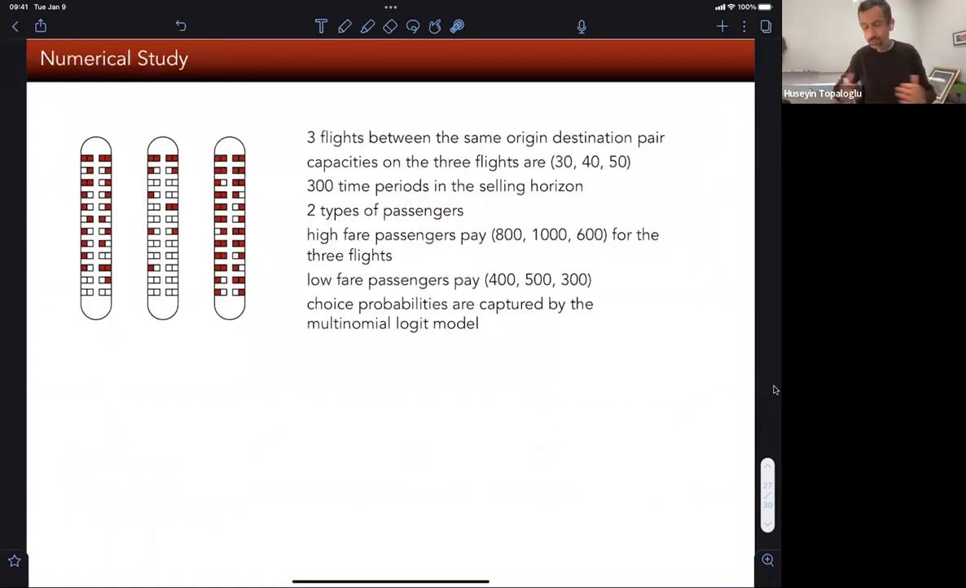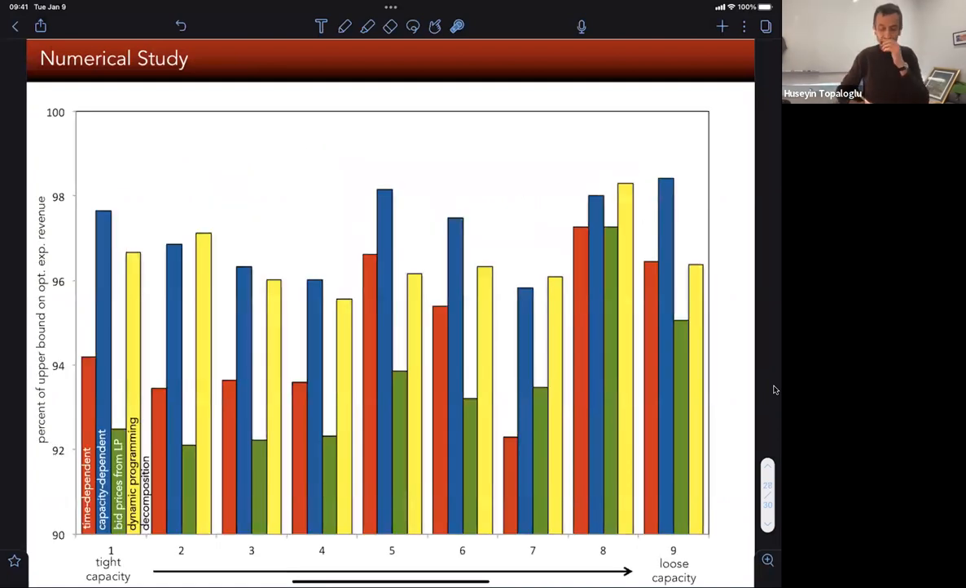Let me go over a few numerical results really fast, but I'm not going to spend too much time on the numerical results. So we have some experiments on a problem with 3 parallel flight legs, and this data set is taken from a paper by Gerrit van Ryzin and Qian Liu. But what we obtain is the following. Let me show you the numbers at a very high level. We have 9 different test problems here.